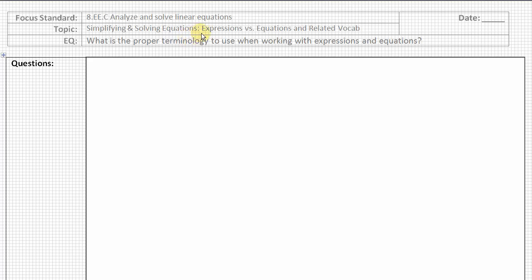And our first lesson is called Expressions versus Equations and Related Vocab. Our essential question for today is, what is the proper terminology to use when working with expressions and equations? So please take a moment to pause the video if you need to and set up your header. Be sure to copy this all down along with today's date, set up your question column and your note column, and resume the video when you're ready to begin.